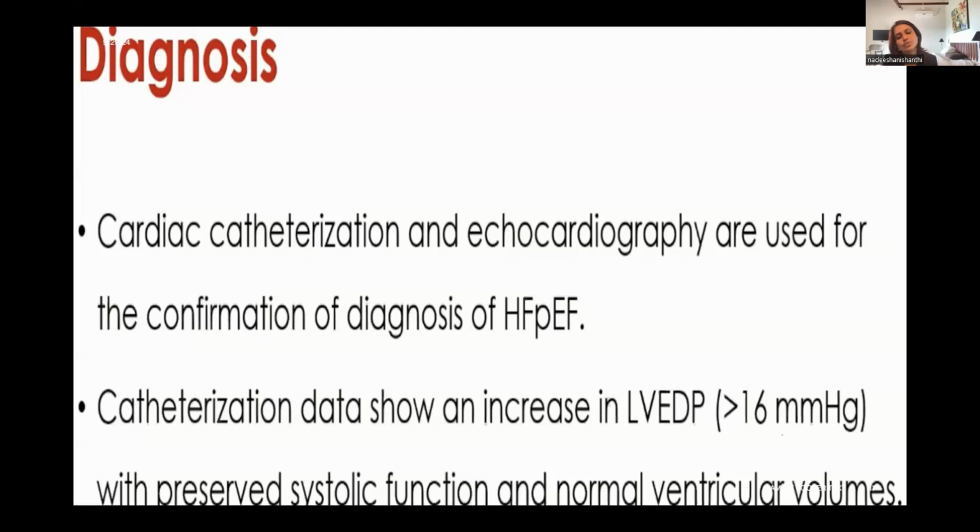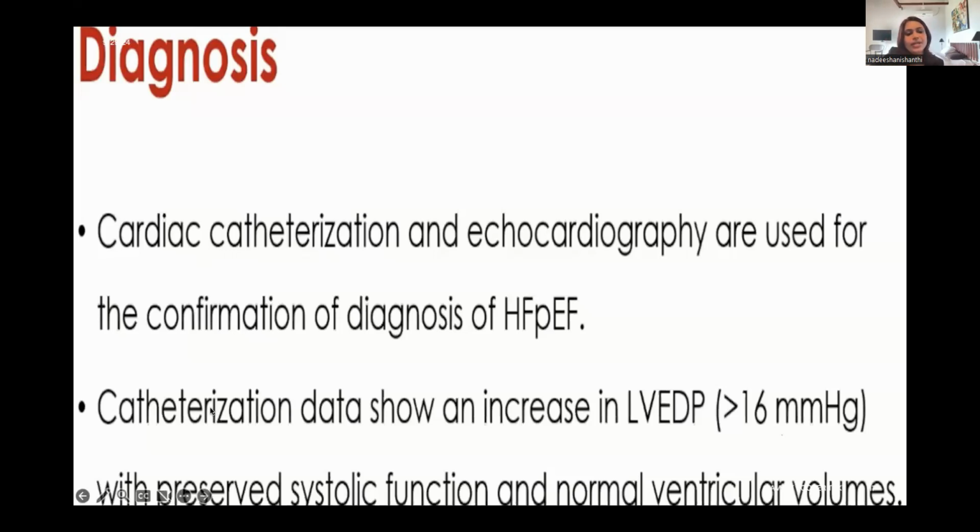Unfortunately, we can't do cardiac catheterization for each and every patient. So specifically, when we suspect left ventricular diastolic dysfunction, we need to ask the cardiologist to specifically check the 2D echocardiogram for diastolic dysfunction.